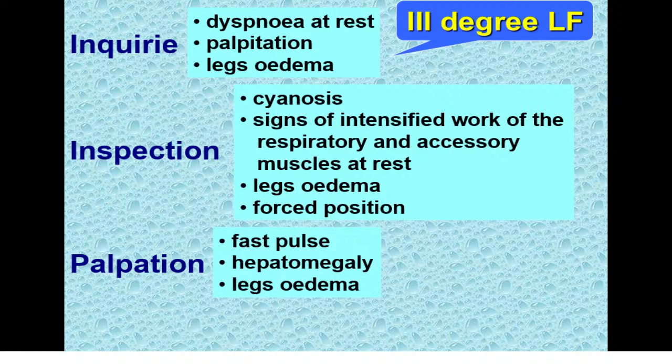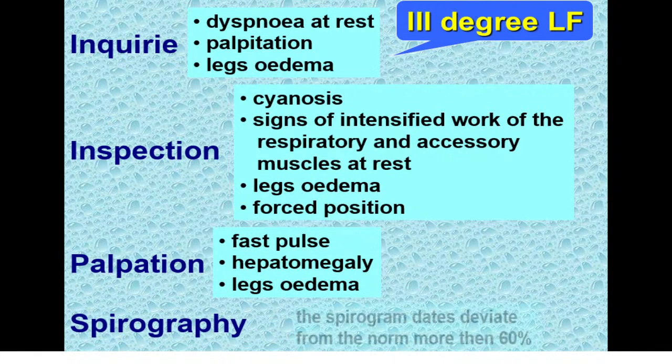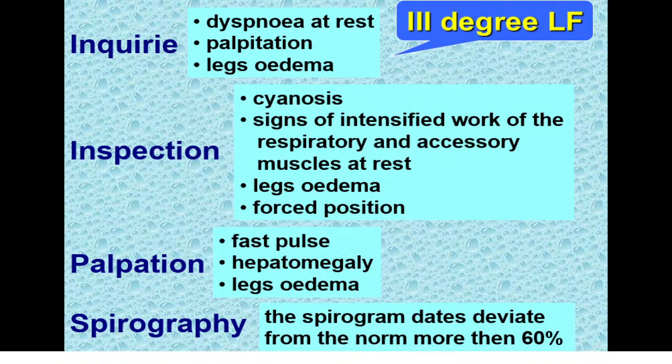On palpation, we can reveal a false pulse, which indicates objective palpitation. We can palpate edema on the lower extremities and hepatomegaly due to delayed blood in the liver. More objective information will be taken from spirography, because the data deviate by no more than 60%. Spirography indices: 20 to 40, 40 to 60, and more than 60, plus 20% physiological deviation.